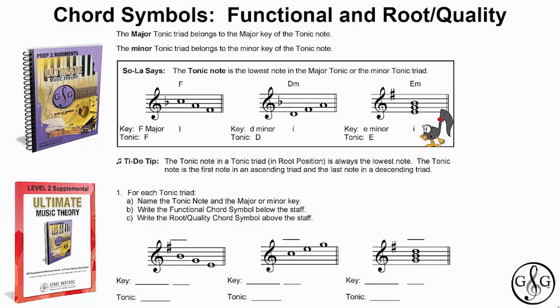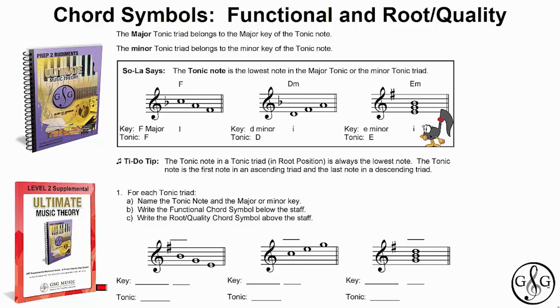Now let's use this step-by-step system to write down your answers as we do this page together. You ready? So question number 1. For each tonic triad, name the tonic note and the major or minor key. So the tonic note is the lowest note of the triad, and it's always written as an uppercase letter.